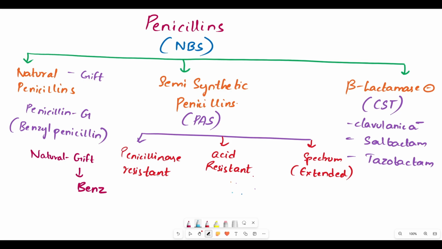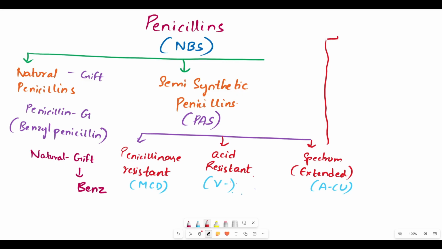Now coming back to the examples under this. In the penicillinase resistant penicillins, remember the trick as MCD. And for acid resistant penicillin, remember that V is acid resistant. And coming to the extended spectrum penicillins, these are further divided into three subclasses. To remember those subclasses, remember it as ACU.